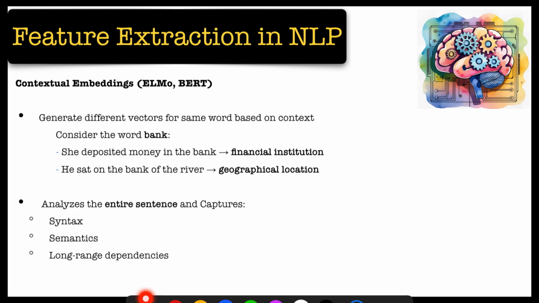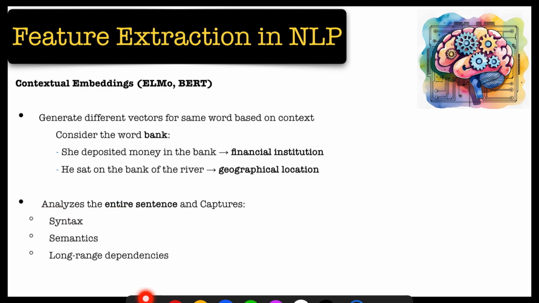Next we have contextual embeddings. Models like ELMo and BERT handle the context as well. Here it generates different vectors for the same word based on context. So consider the word bank. In "She deposited money in the bank", bank is a financial institution. In "He sat on the bank of the river", the bank is a geographical location. So this type of context-aware embedding model can have different word vectors in different contexts.